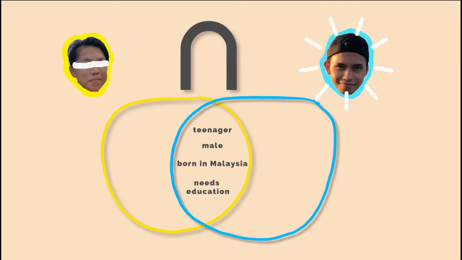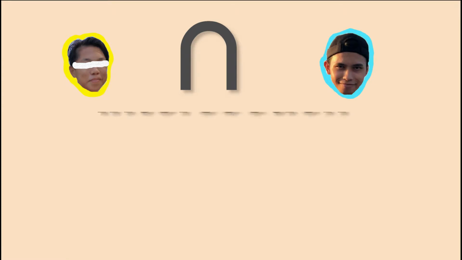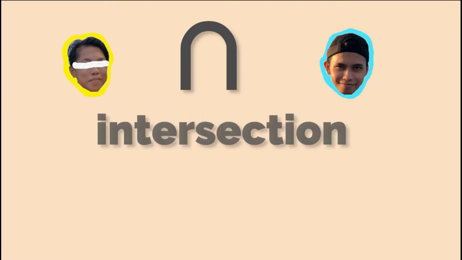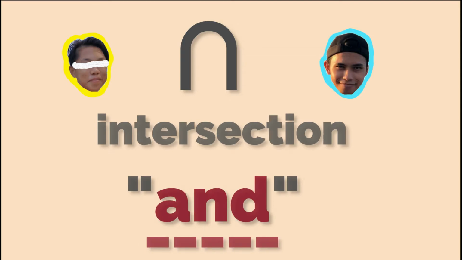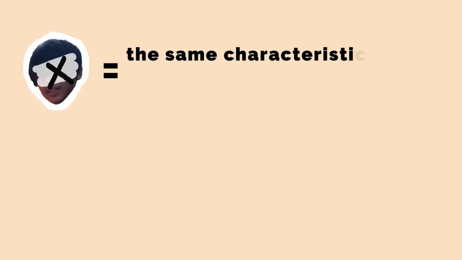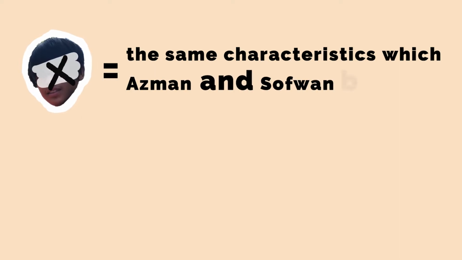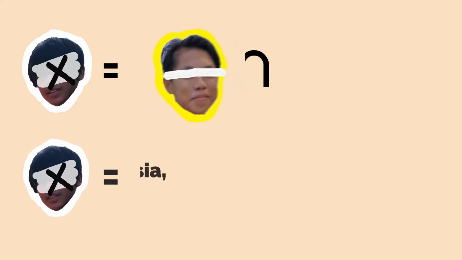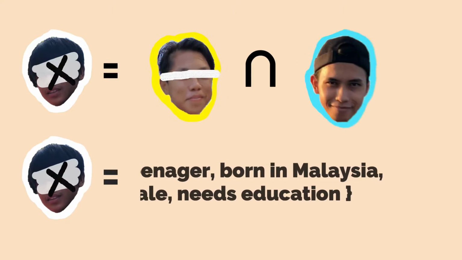Azman and Safwan are considered as sets. The other word to describe an intersection is by using the term AND. Let's take another person, X, and we're going to treat X as another new set. We define X to be a person that has the same characteristics which Azman and Safwan have. That means X is the intersection between Azman and Safwan.